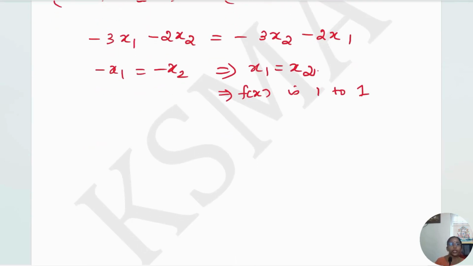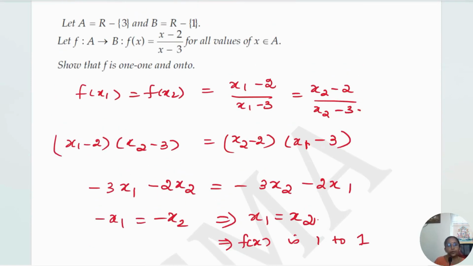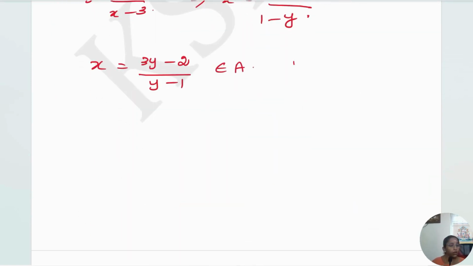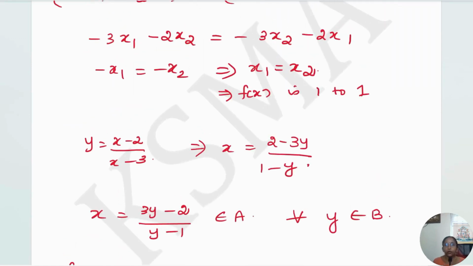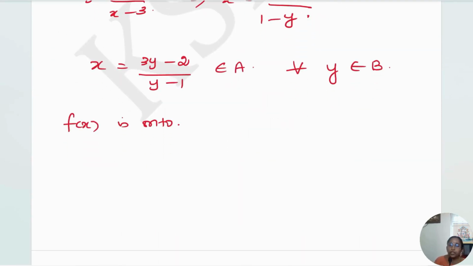And for onto function, or surjective, you have to check y = (x - 2)/(x - 3) and solve for your x value. So x = (2 - 3y)/(1 - y), so x = (3y - 2)/(y - 1). So this data belongs to the set A. Look at your data, A excludes 3. That is fine, and this holds for all values of y belonging to B. That's all, so our f(x) function is onto. Even though the question is not asked, here it is satisfying 1 to 1 and onto, so you can say f(x) is bijective in nature.